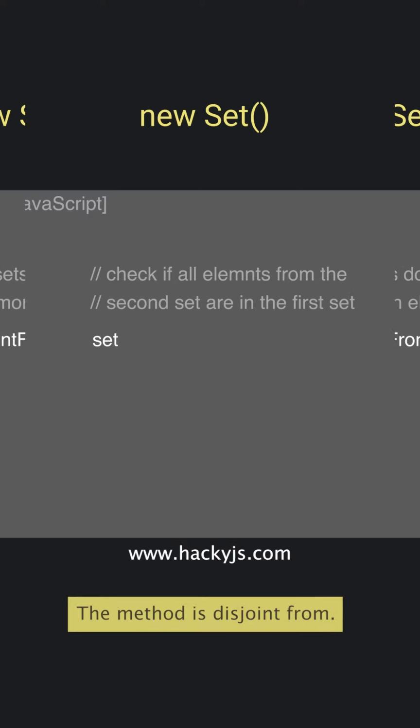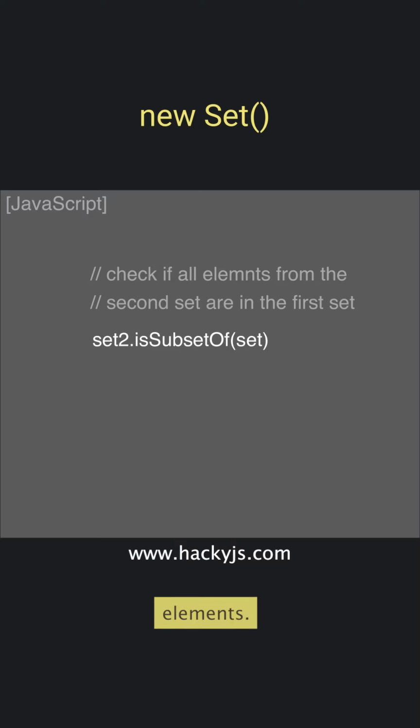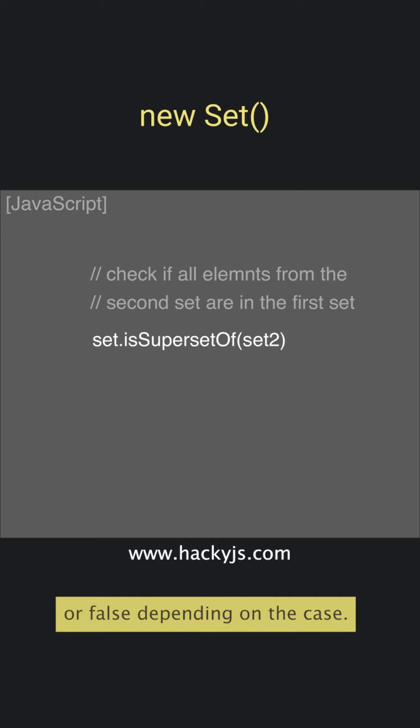The method is disjoint from will check if sets don't have any common elements. Is subset from and is superset of will check if sets are contained within each other and return true or false depending on the case.